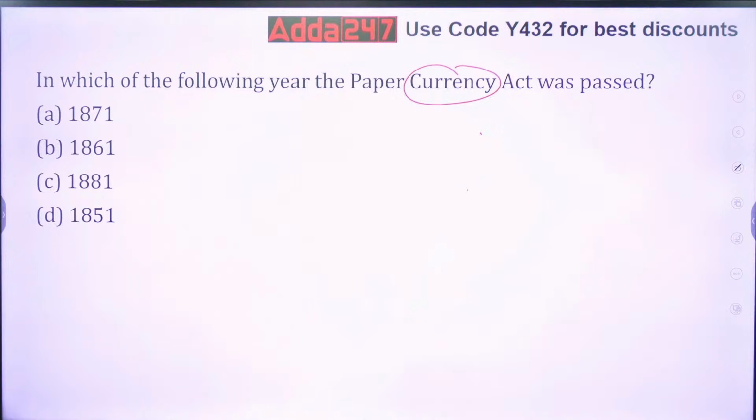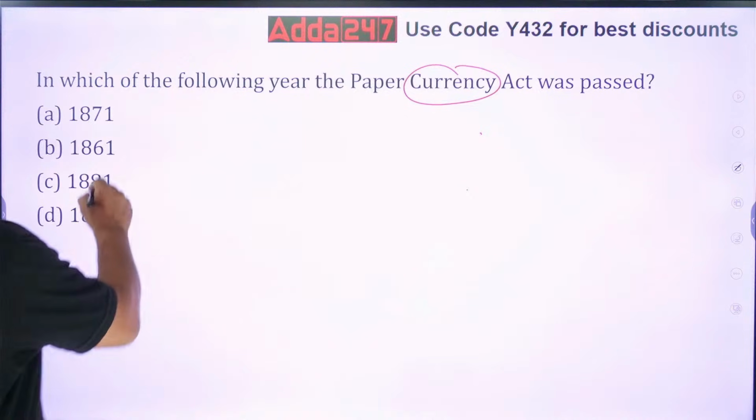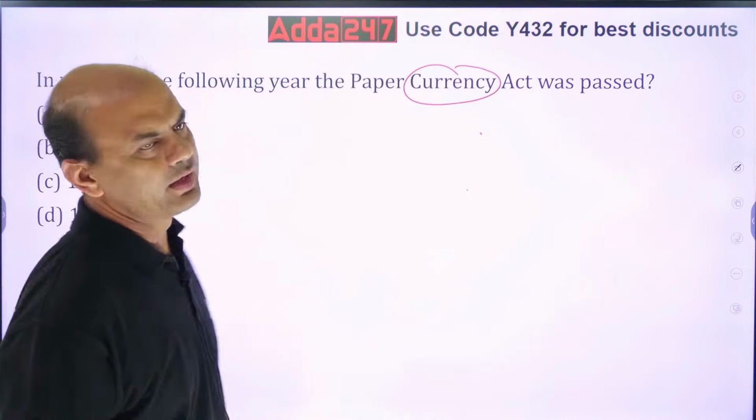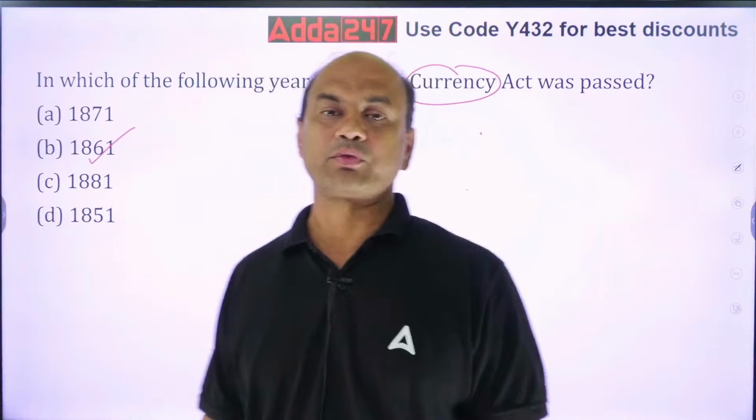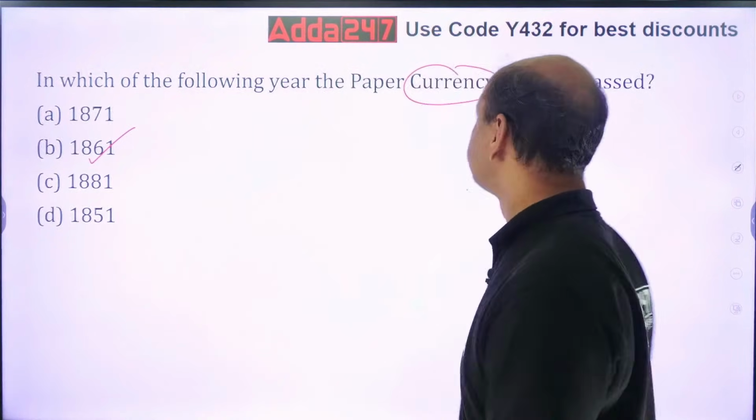Yes, it was passed in which year? Think, everyone. The Paper Currency Act was passed in 1861. In 1861 the Paper Currency Act was passed.